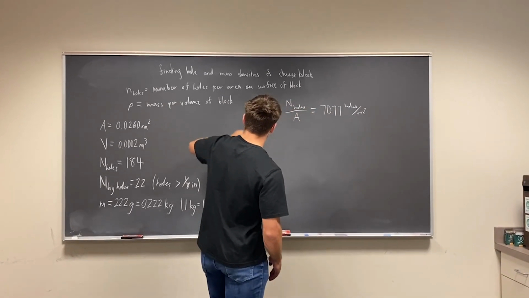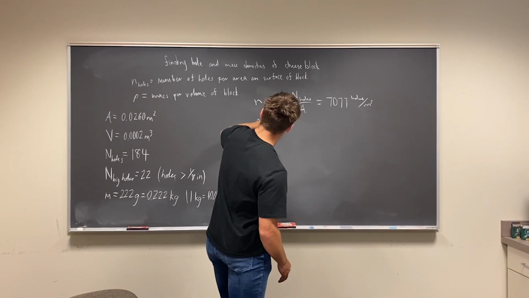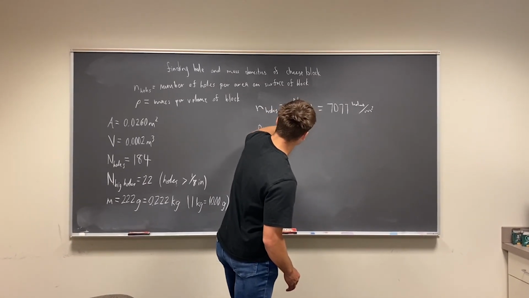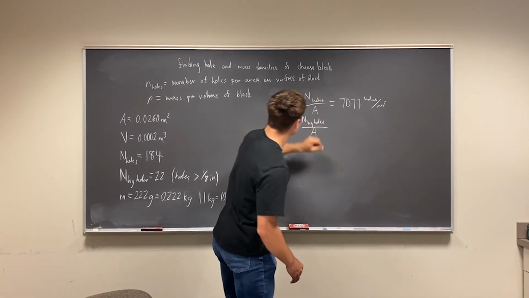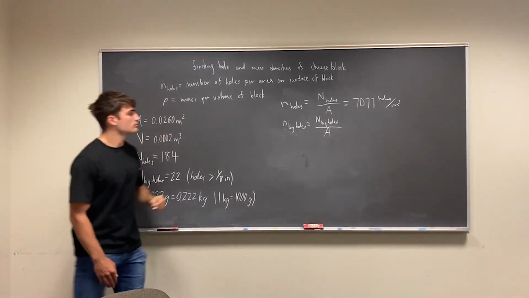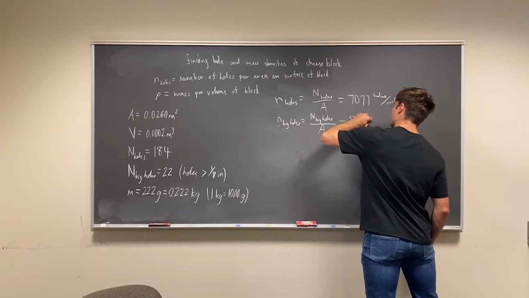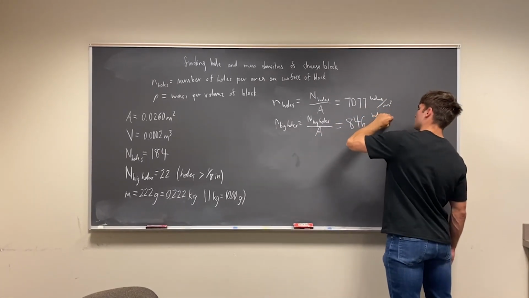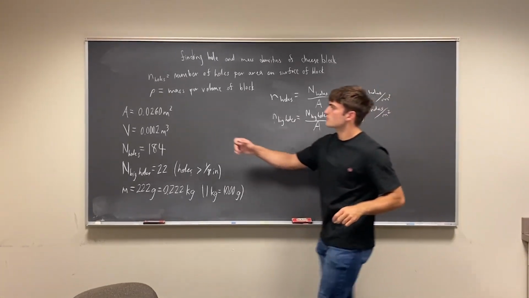And now we can do the same thing for the number of big holes, which we defined as holes greater than 1/8 of an inch on the cheese block. When we calculate that, that comes out to roughly 846 holes per square meter. This means that roughly 1 in 10 holes could be classified as big holes.